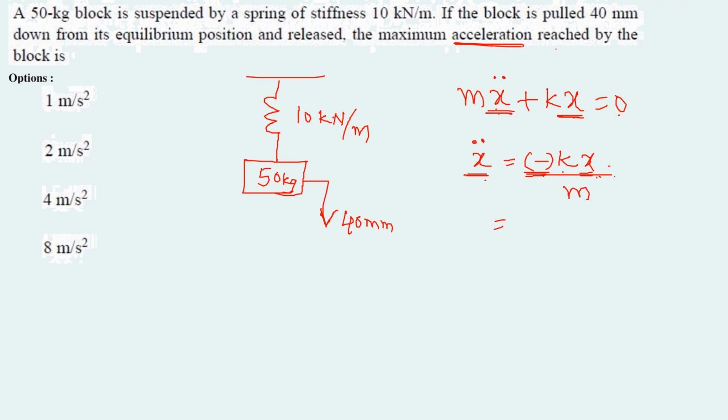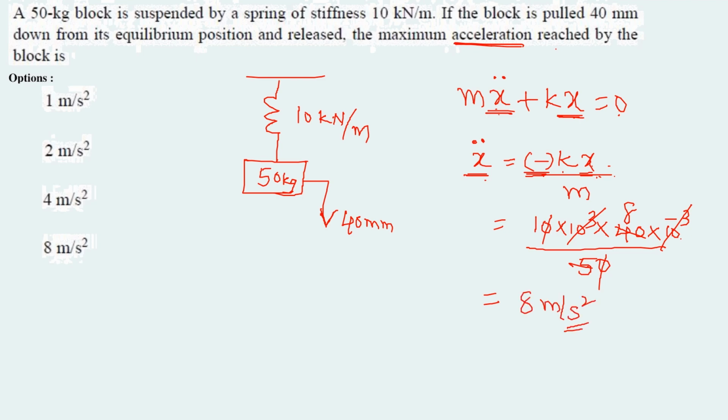Now we know k, that is 10 kilonewtons, so 10 into 10 cube times displacement, that is 40 mm, converting it into meters, 40 into 10 power of minus 3 meters, divided by mass, that is 50. Here this 10 cube and 10 power minus 3 get cancelled. This 0 gets cancelled. Now 5 ones are 5, 5 eights are 40, so 8 meters per second square. This is the maximum acceleration. So the correct answer is option D.